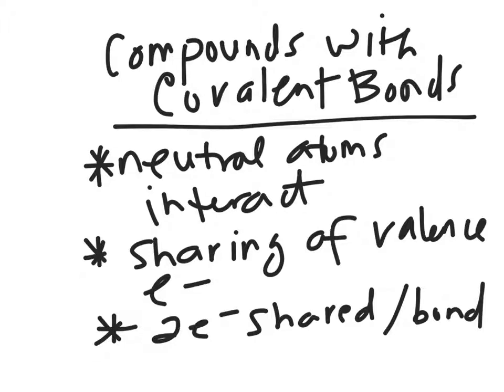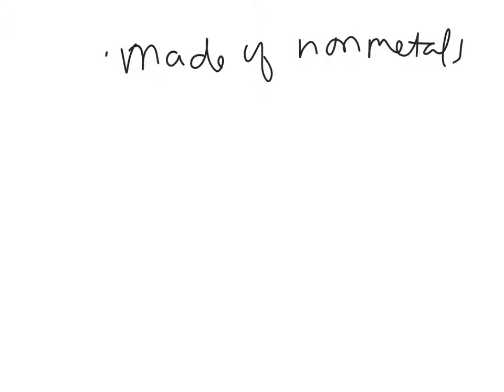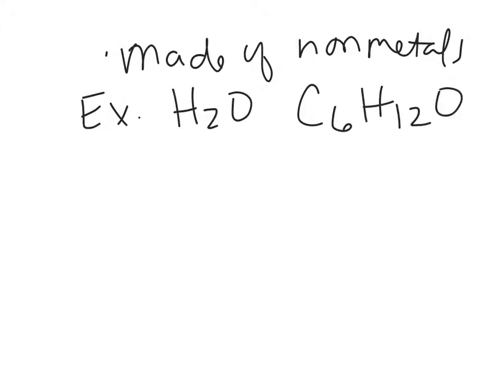Furthermore, they are composed entirely of nonmetals. So anytime you see a metal, you do not have a covalent bond. Some common examples might be water, H2O, or sugar, C6H12O6. These are all examples of covalent compounds.